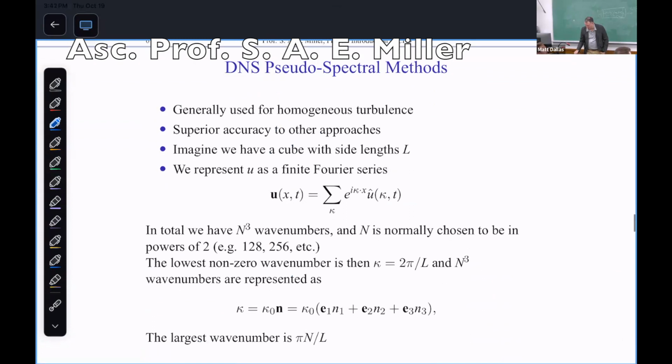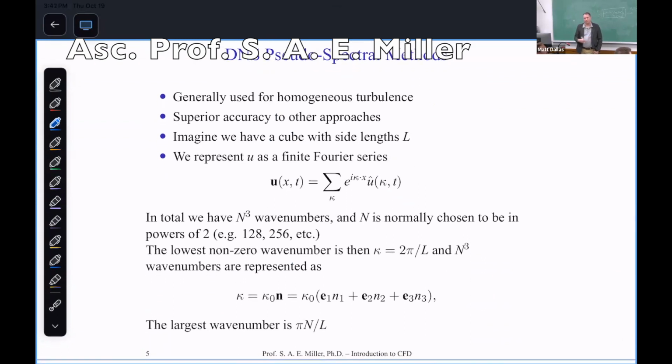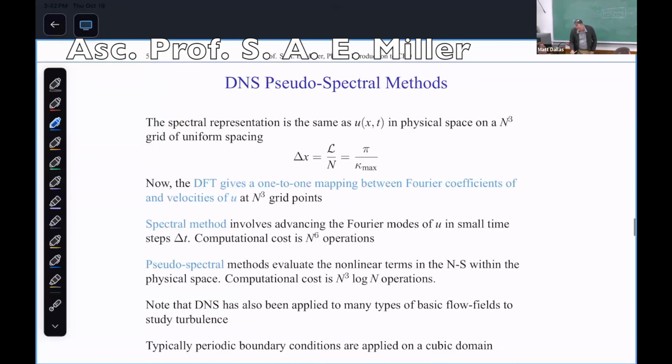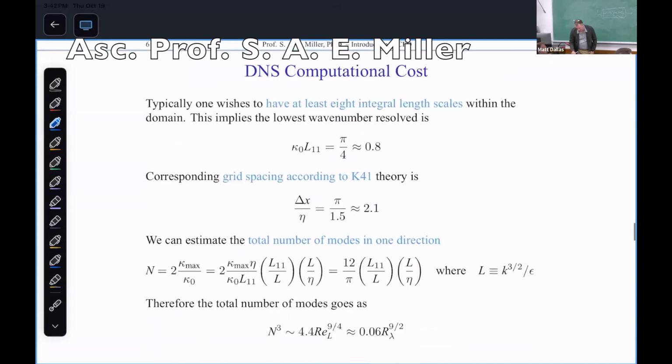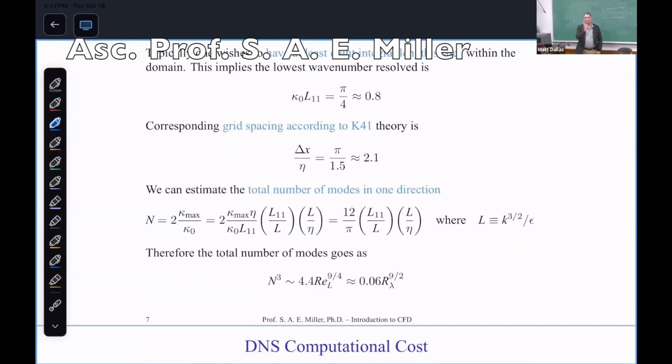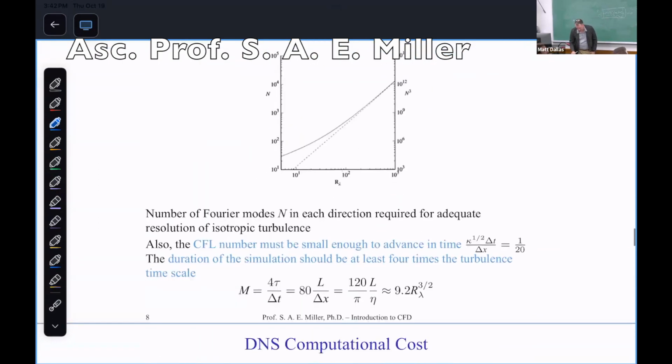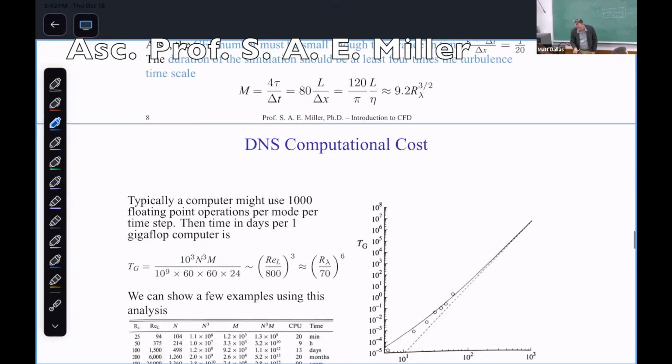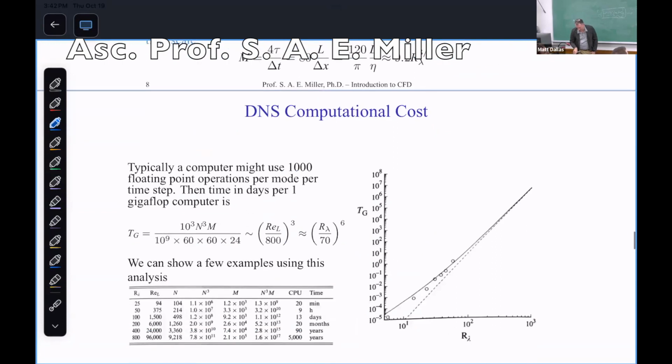We'll skip that slide. Now let's say I discretize the Navier-Stokes equations and I integrate them in time. How much computer power will I need to resolve and simulate a flow? In the interest of time, this is just the analysis of how it's done. I wanted to show you the result. Basically, I'm estimating the number of grid points, the delta x, and the time step delta t when I discretize in space and time. And I estimate how much computer cost that will be. It turns out it goes as 9.2 times the Reynolds number to the 3/2 power.